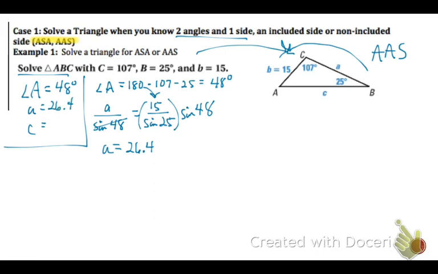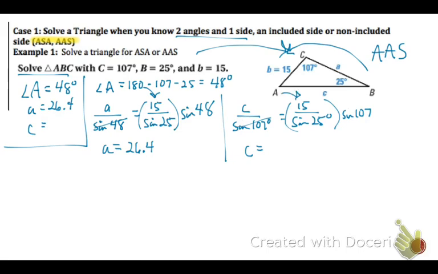Now to find side C, we'll just set up the formula in the same way. We want to know side C, so that goes in the upper left. We'll compare it to the sine of 107, and then we'll use what we are given, which is side length B, 15, compared to the sine of angle B, which is 25. Again, you'll multiply both sides by the sine of 107. On your calculator, first take 15, divide it by the sine of 25, then take that times the sine of 107. And to the tenths place, we get 33.9.